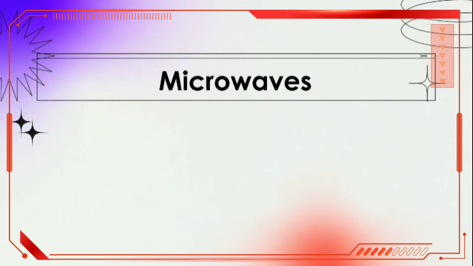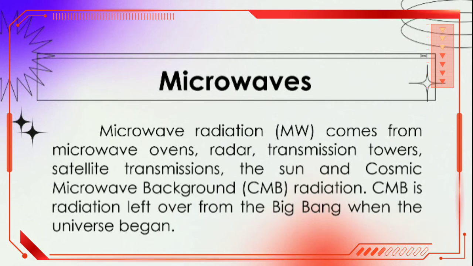The next one is the microwaves. So microwave radiation comes from microwave ovens, radar, transmission towers, satellite transmissions, the sun, and cosmic microwave background or the CMB radiation. CMB is radiation left over from the Big Bang when the universe began. A microwave oven works because microwaves excite the water molecules in food and cause them to vibrate, generating heat and cooking the food. Atoms and molecules can also emit and absorb microwave radiation.